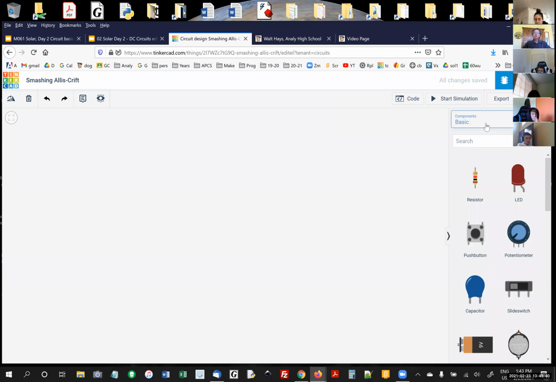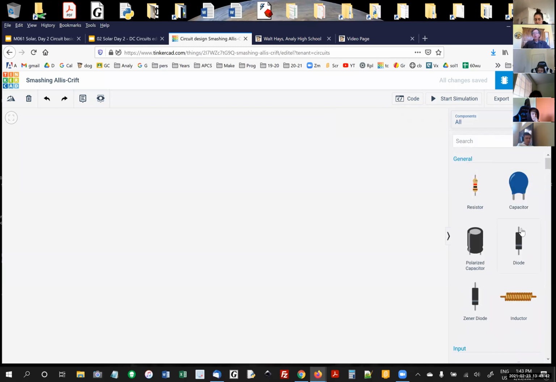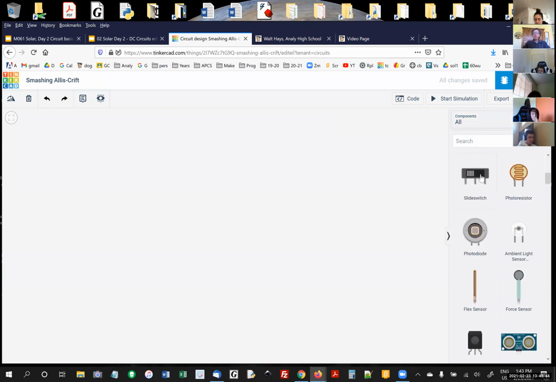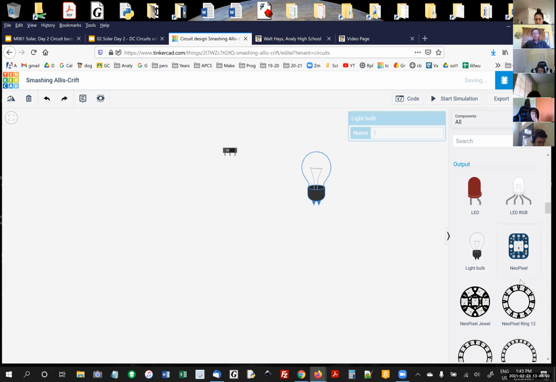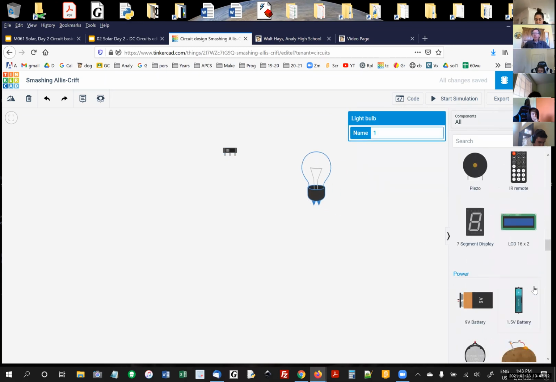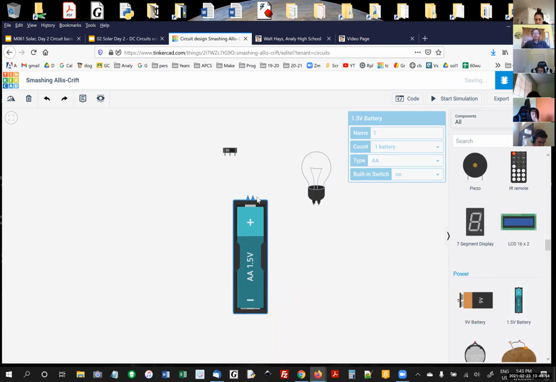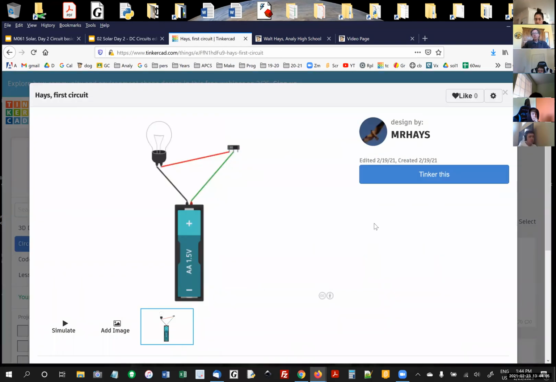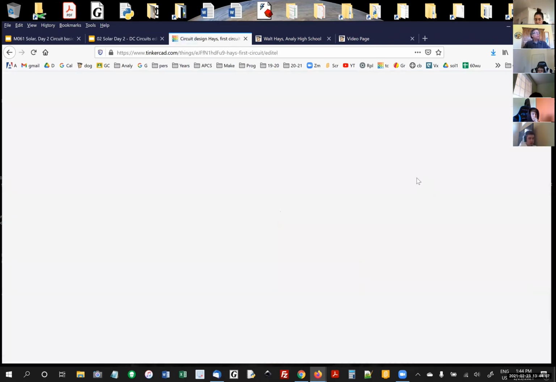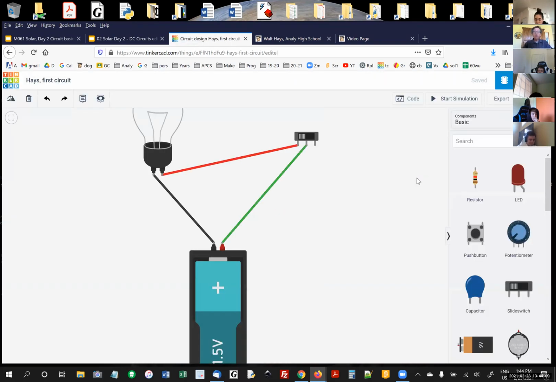For today's assignment, I'm asking you to grab a slide switch, a regular light bulb, and finally a battery, a 1.5 volt battery. And then I'm asking you to connect them with wires. I show you how to do that. I post a little video. I also want to show you, as part of today's assignment, I want you to test your circuit.